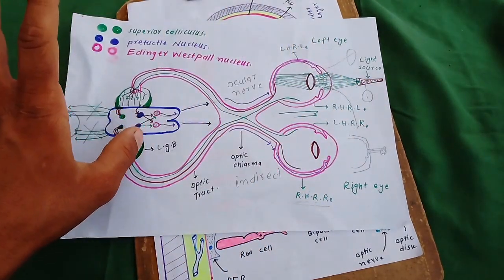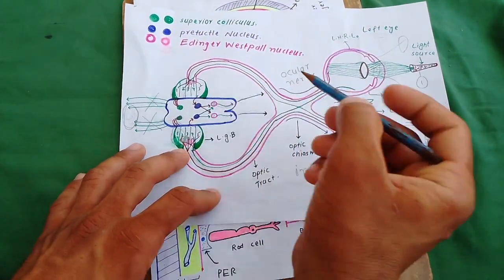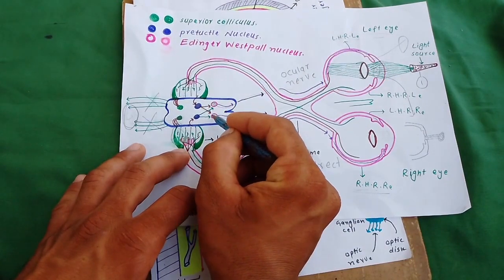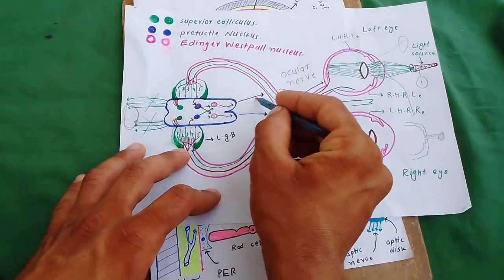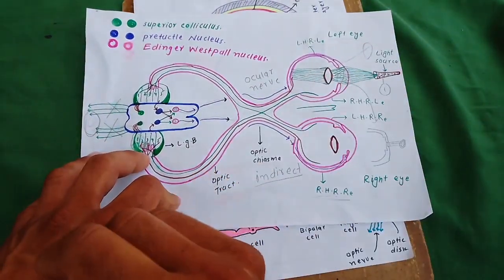This is called the indirect light reflex because of why it occurs: here the crossing of the fibers occurs. The fiber goes to this area and this area, and a message is produced in this area and this area. This is called the indirect light reflex. This is the normal condition.